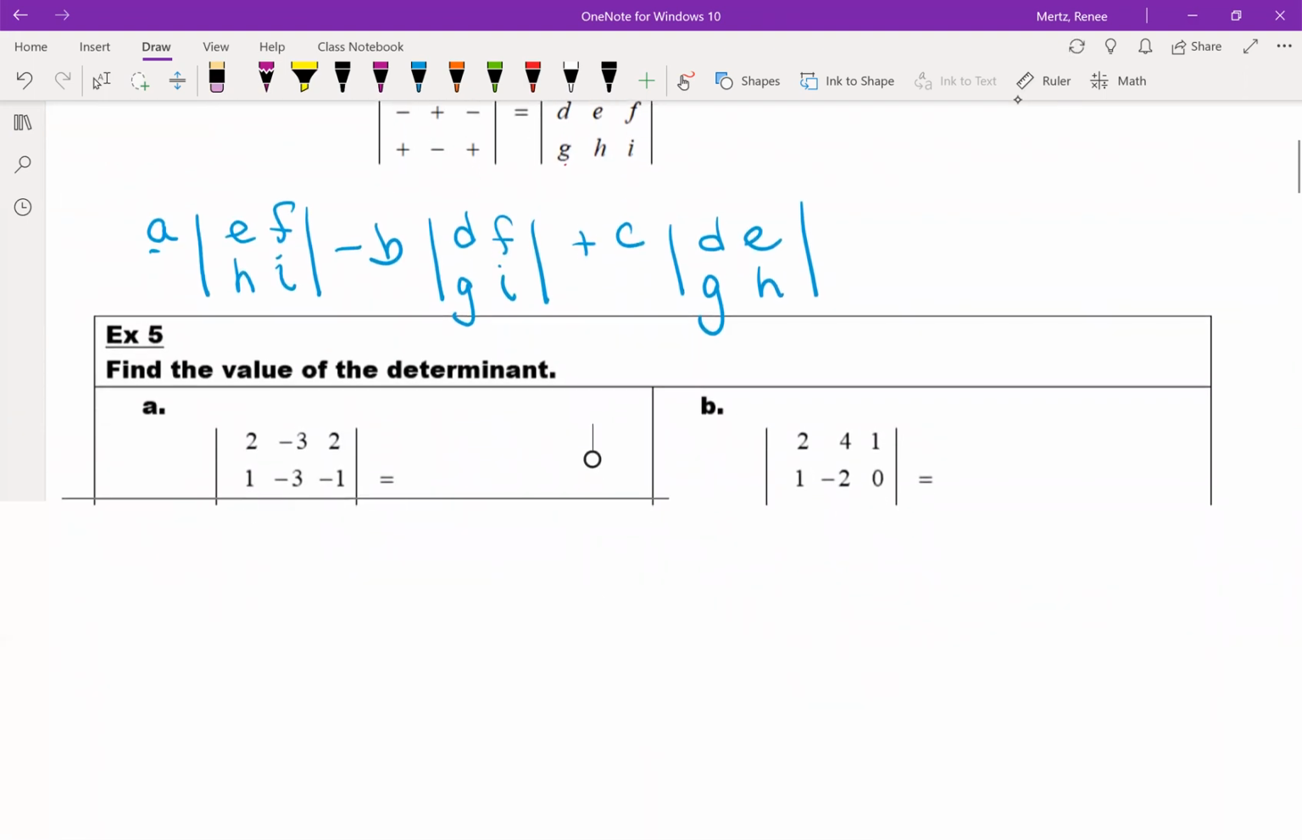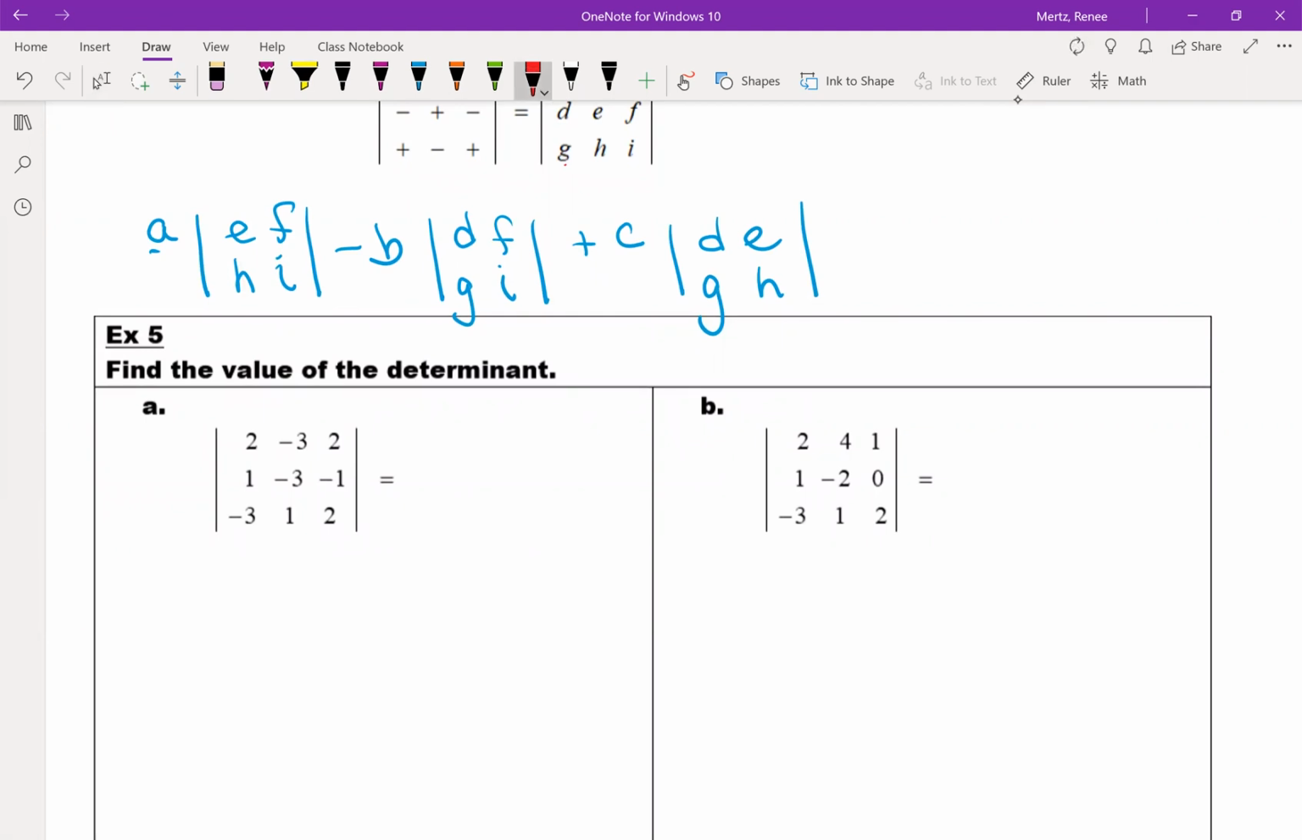So let's try one with numbers. We take the top left, 2. We bring down -3, 1, -1, 2, as if we're crossing the others out. Now we go to the middle one. We flip the sign. It's a -3, so we make it a +3. Cross out that column and row: 1, -3, -1, 2. And then the last one, +2. Cross out that column and row: 1, -3, -3, 1.